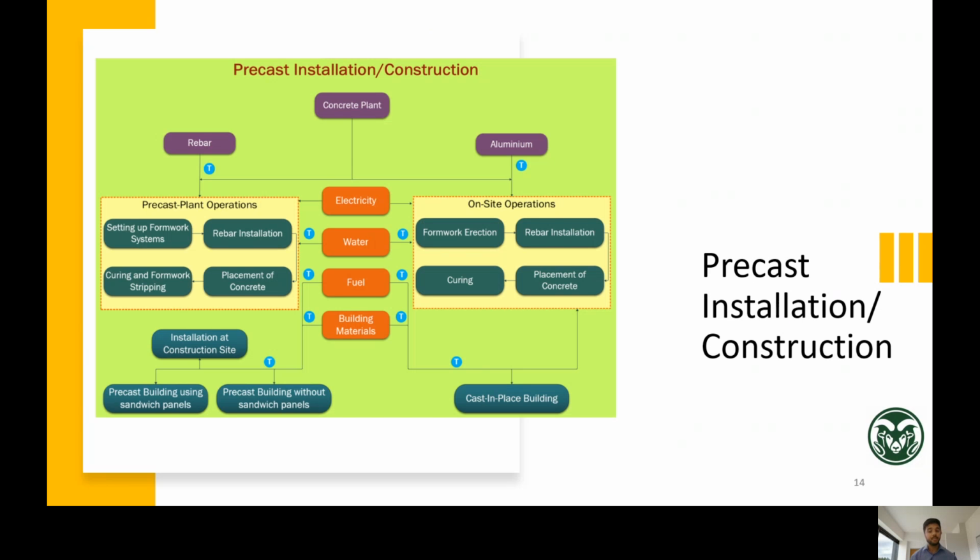Now, moving ahead to the other phase, precast installation or construction. We know that for precast, operations are done in the precast plant, whereas cast-in-place is done on-site. The processes included setting up formwork systems, rebar installation, curing, and placement of concrete, whereas the same things were happening on-site. The resources used were electricity, water, fuel, and building materials. So this was our second phase, precast installation or construction.